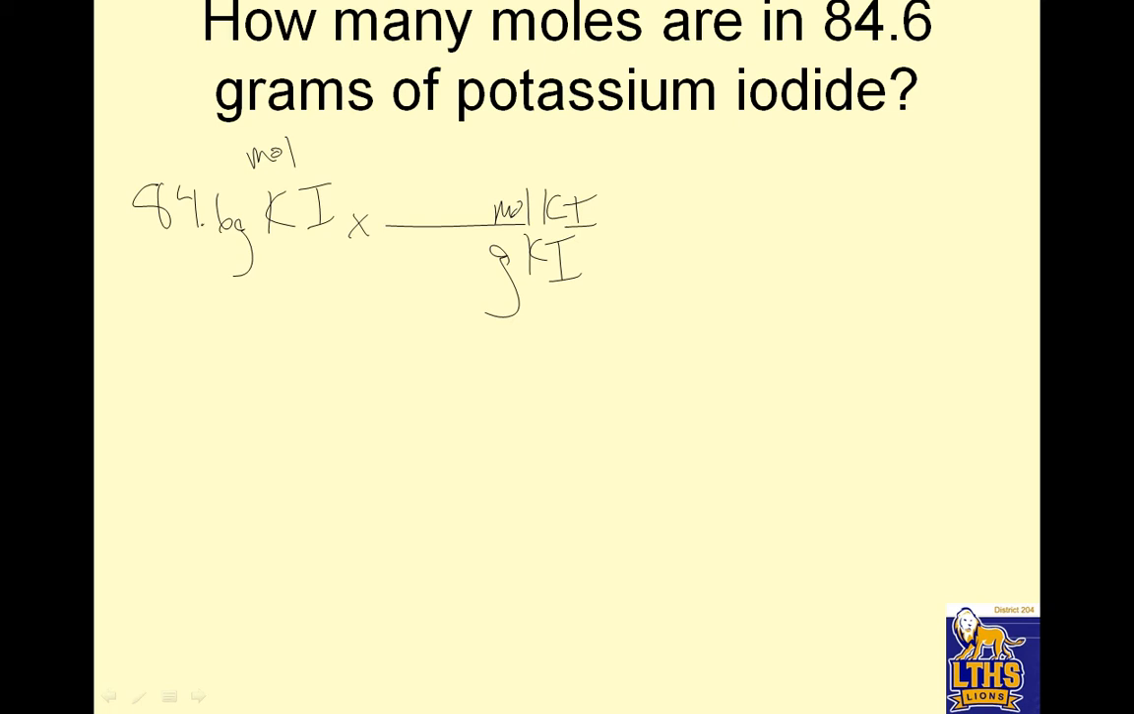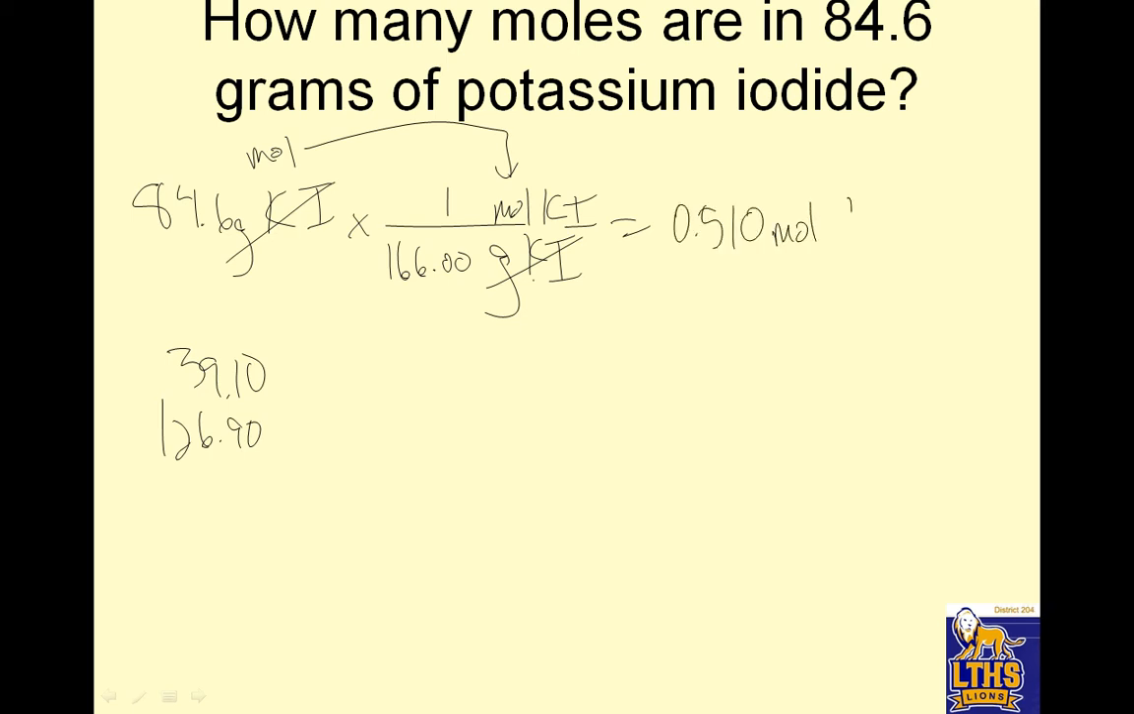So little g stands for grams, and little g stands for go to the periodic table. K is 39.10 from the periodic table. Iodine is 126.90. Okay, I'm using my calculator. I'm a little embarrassed because it's not that hard to add up. It's an even 166.00, and that equals one mole. Now, I don't do another step because I'm in moles. Woohoo! I have the unit that I want. I am finito. 84.6 divided by 166 equals 0.510 moles of KI. Ding.